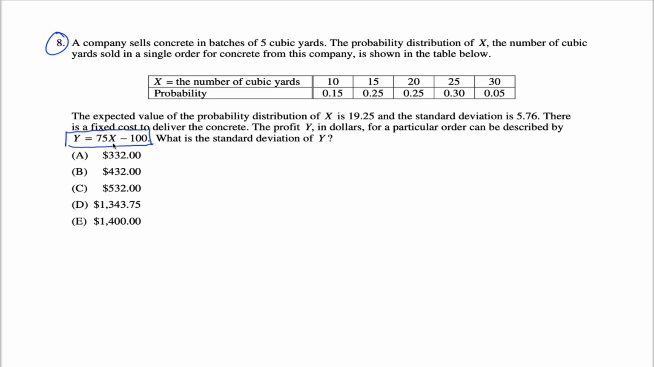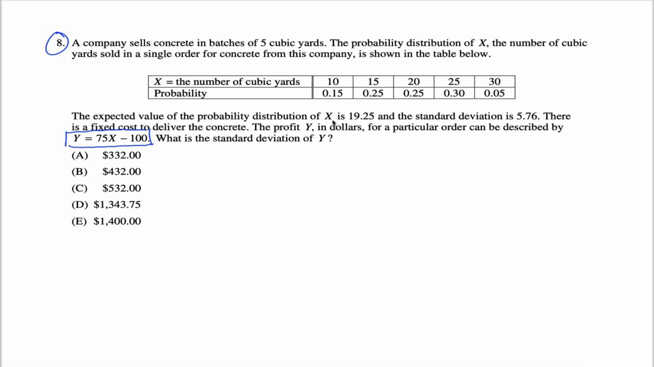So think about what this means. If you know what x is going to be, you can figure out exactly what y is going to be, right? If x were 10, 75 times 10 is 750. 750 minus 100 is 650. If x is 10, y is 650. But we don't know that x is 10.